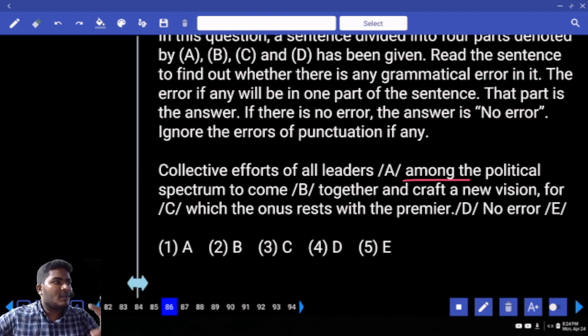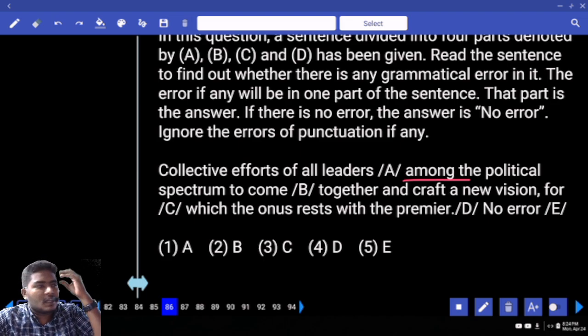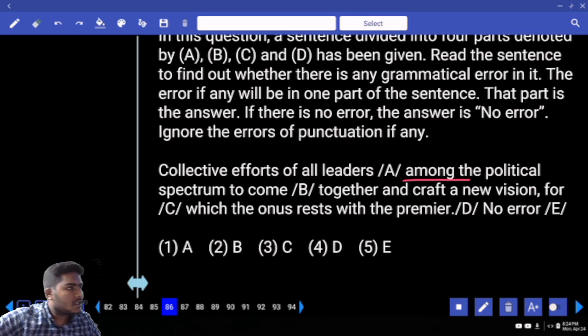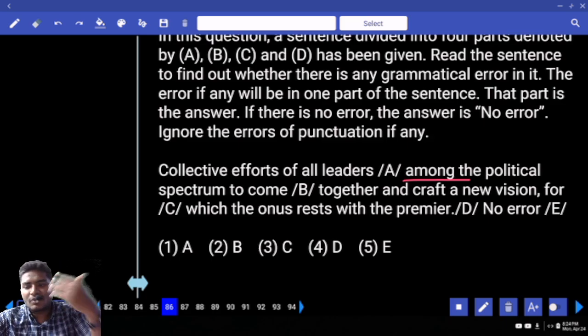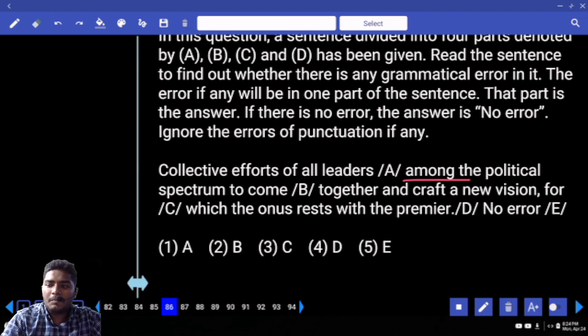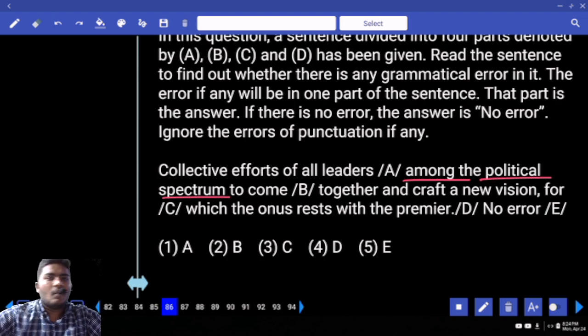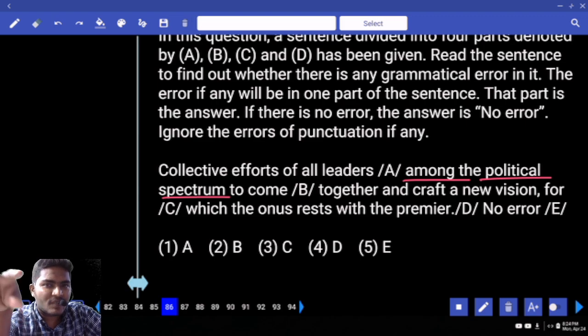Now, first of all, when we immediately look at among, the thing that comes to our mind is the difference between among and between. Do you find any logic for the between here? No. There is one more word that we need. Let me underline one more. That is nothing but a political spectrum. Did I mention political members or political spectrum? If at all political members is there, your answer among is 100% correct.